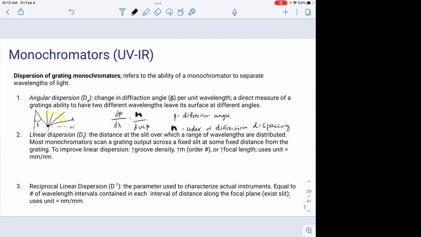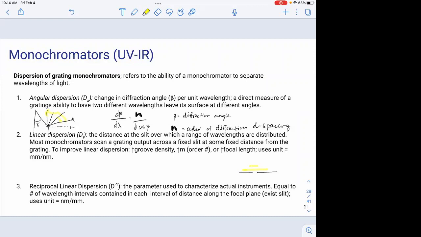The better separated your wavelengths are, the easier it is to select them using your focusing mirror and your exit slit. So the linear dispersion is a measure of the distance at the exit slit over which a range of wavelengths are distributed. So given the exit slit and your range of wavelengths, will it take up this much room or this much length? That's what the linear dispersion is really getting at.